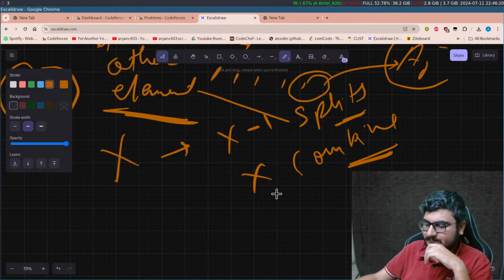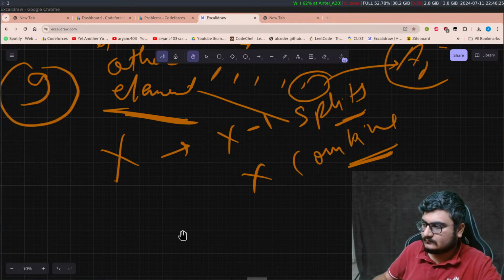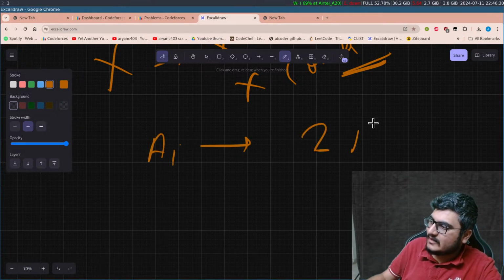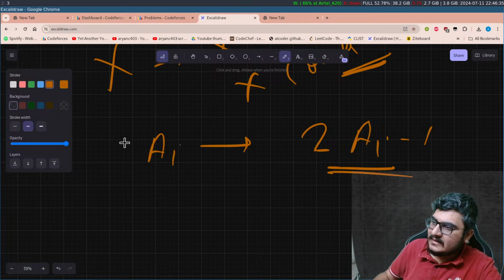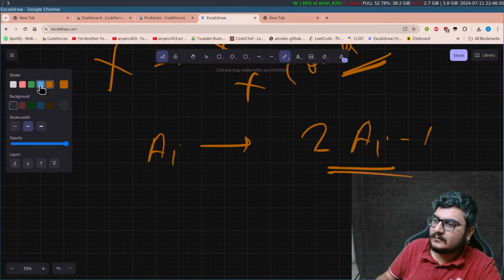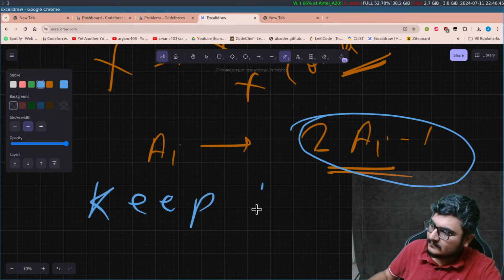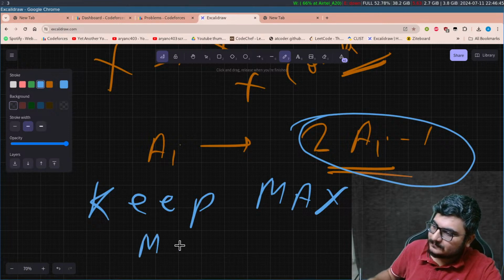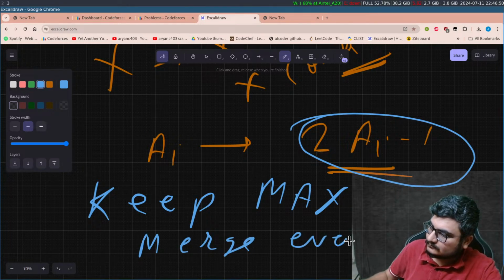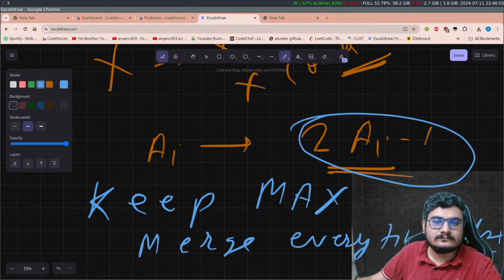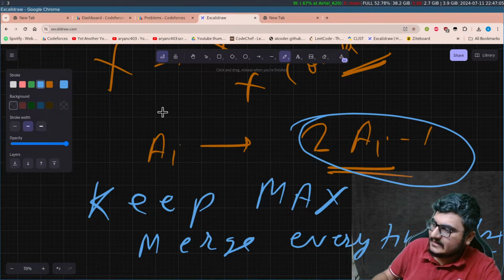Yeah, now the idea is, if some a_i needs to be merged with some other a_j, we need 2 times a_i minus 1 operations. So now we can use this. We will keep the maximum and merge everything else into it. And that is the main idea.